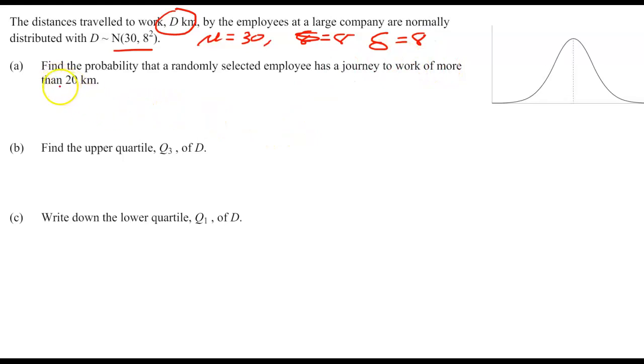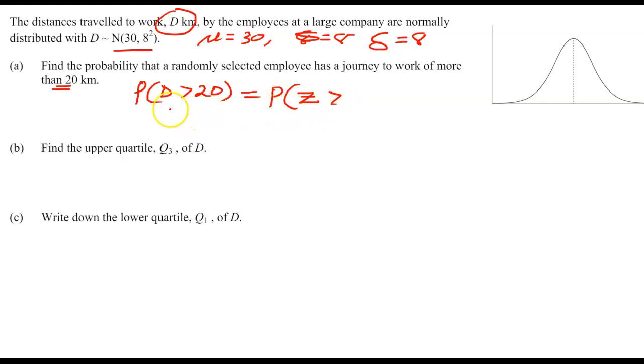So the question here is asking us to find the probability that a person or the employee selected at random walks more than 20 kilometers. That means you're looking for the probability that d is greater than 20. And how do we do this probability over here? Since we're going to use tables, we change this into a standard number, which is the z. So now the variable which was d is changing to the standard number, which is z, greater than.